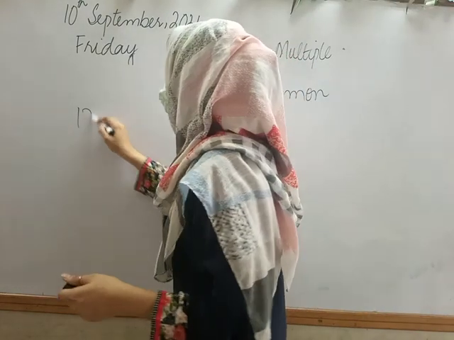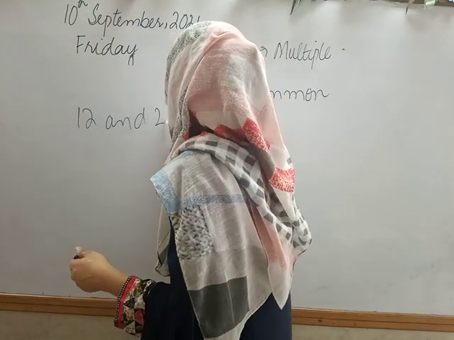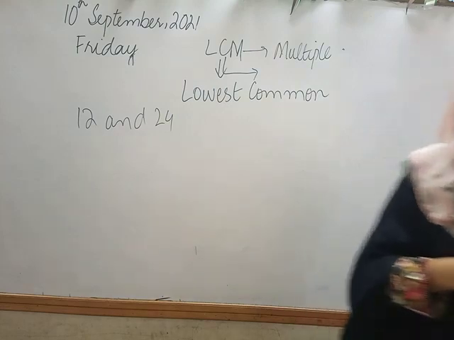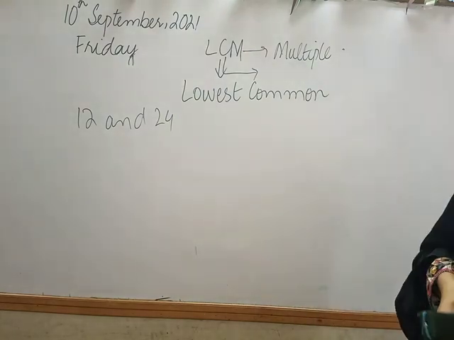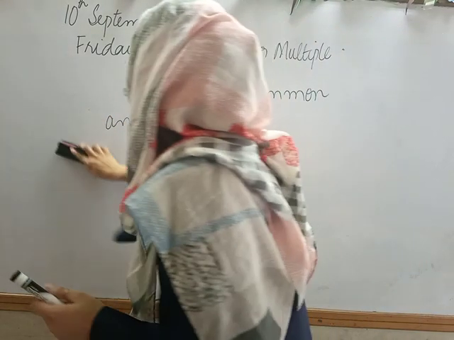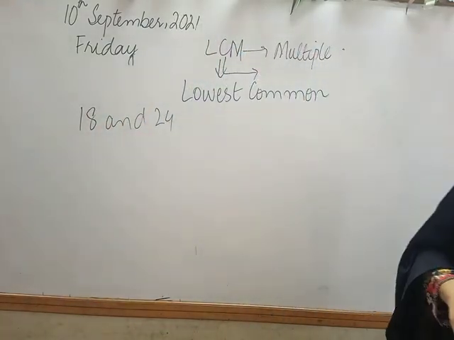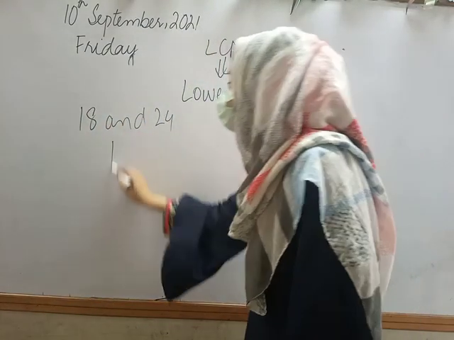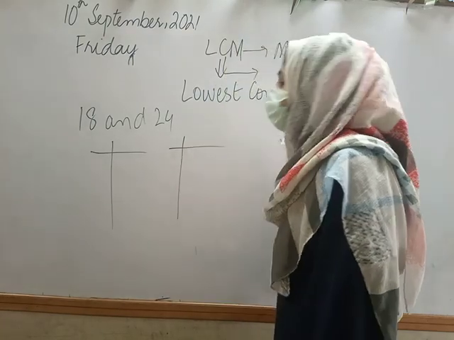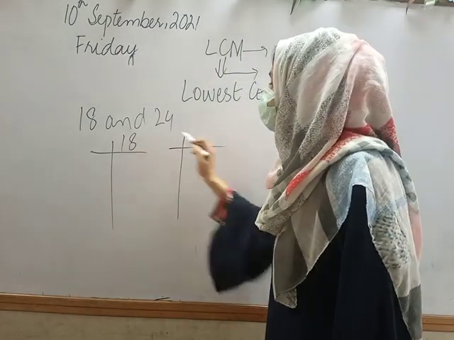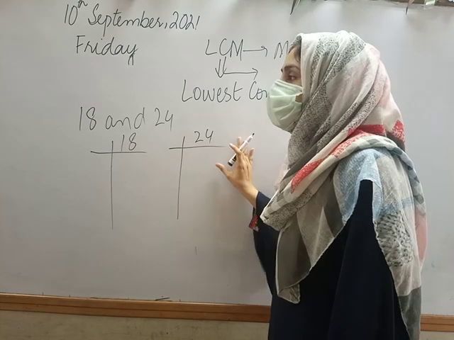Now class, today we will learn LCM by prime factorization. I have two numbers. First of all, 18 is a number and 12 is another number. I will do it by prime factorization. So first of all, as you know, by prime factorization, we will take the two numbers separately.